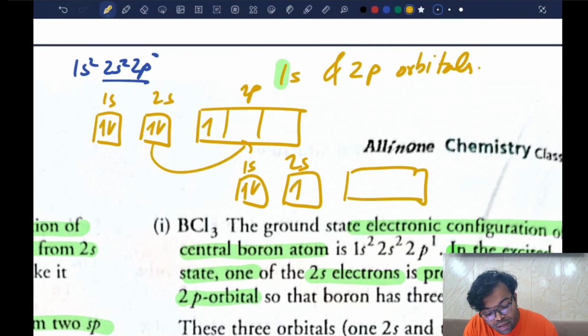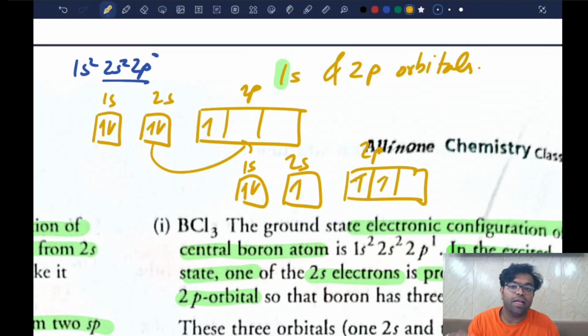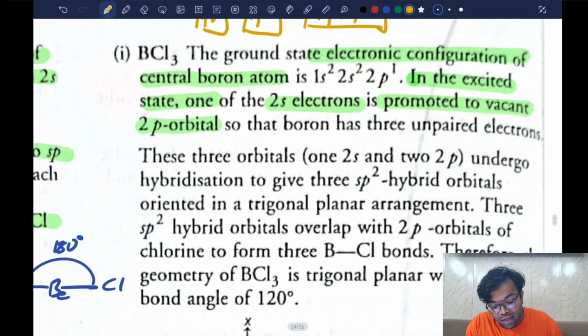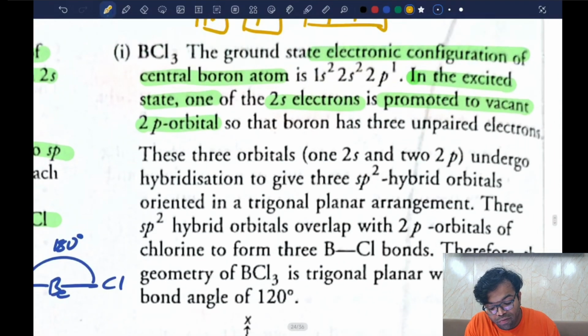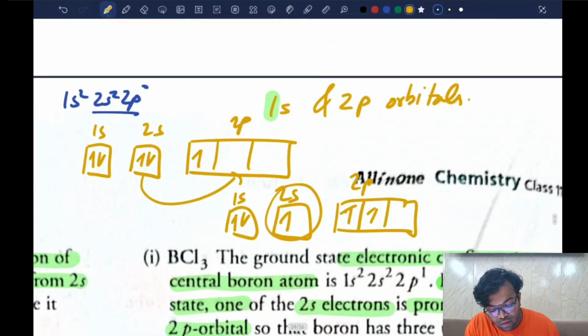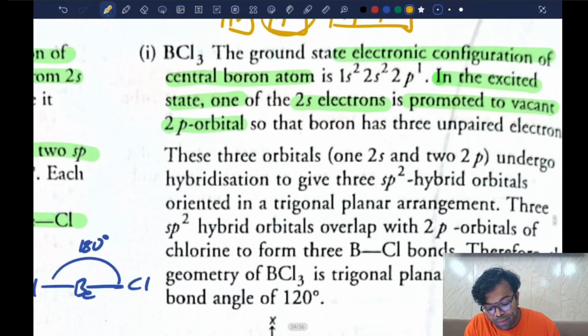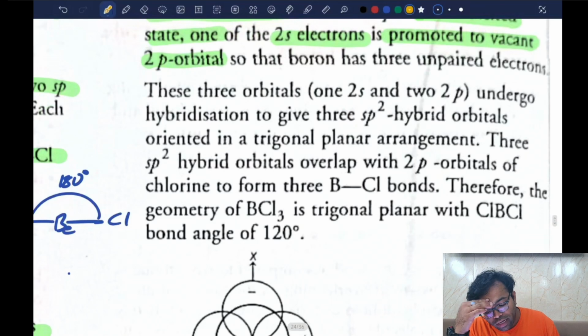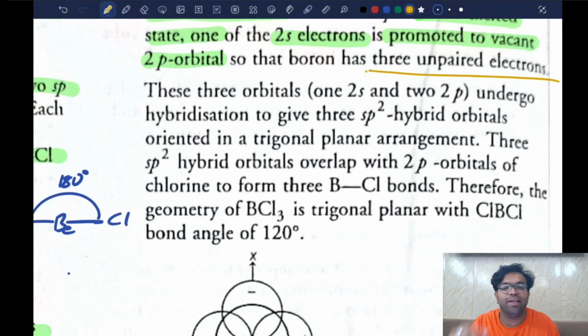And the 2p, there will be one electron here and one electron here. Now, there are three electrons in three different orbitals of the valence shell. Okay, so you have one s and two 2p electrons. Now in the excited state, one of the 2s electrons is promoted to a vacant 2p orbital, so that boron has three unpaired electrons.